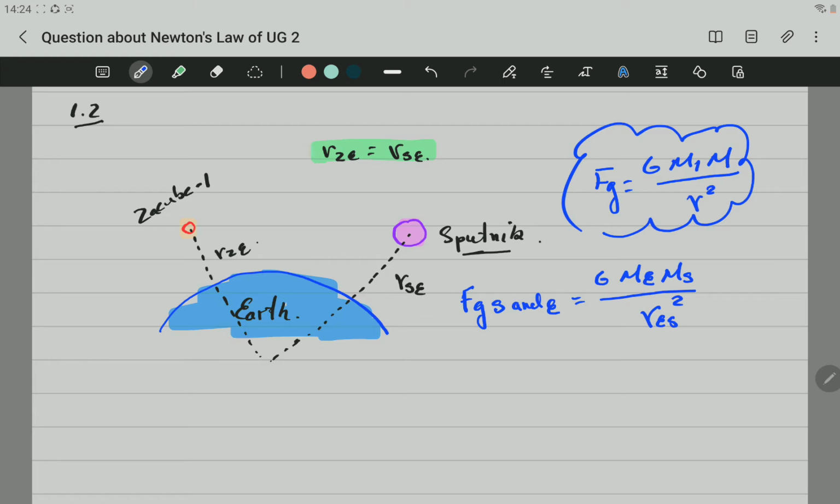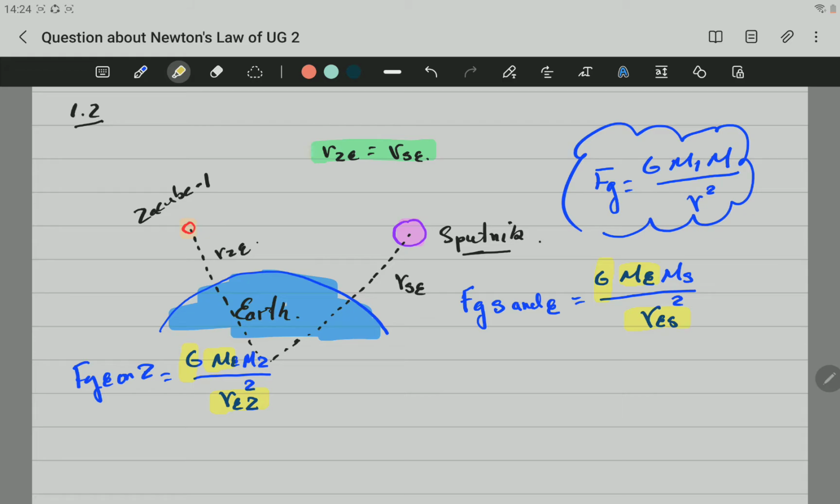And for the Zakube, we have that the gravitational force on the Earth and Zakube, remember it does not really matter which one we write first, is equal to the constant multiplied by the mass of the Earth, mass of Zakube, divided by the distance between the center of the Earth and the center of Zakube squared. If we look here, we can see the following. The distance is the same. They are at the same height from the Earth. The mass of the Earth is common. And G is constant, so it's also common.